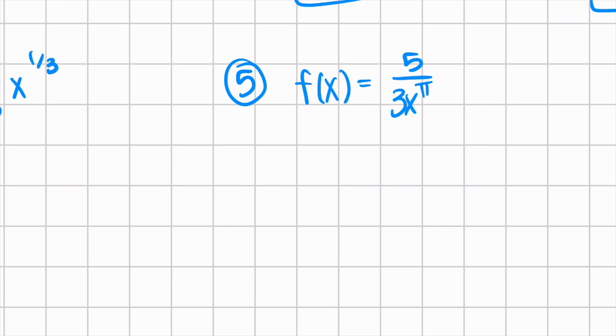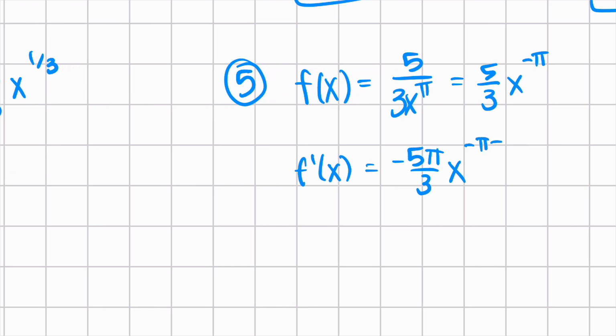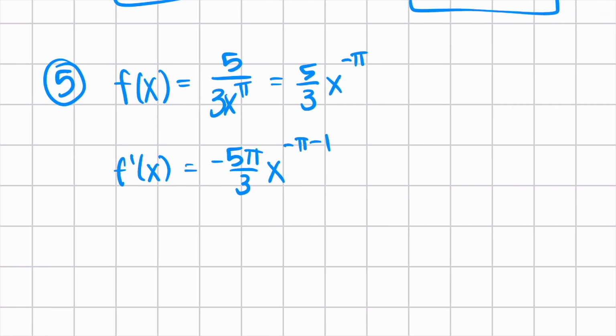Number 5, same thing, let's rewrite it. This is 5/3 x to the negative pi. When I take the derivative, bring down the negative pi, I'm multiplying, negative 5 pi over 3 x to the negative pi minus 1. And then if we move my negative exponent into a denominator, I get negative 5 pi over 3x to the pi plus 1. I'm distributing a negative through that negative pi minus 1.